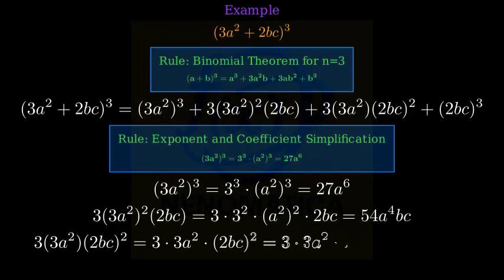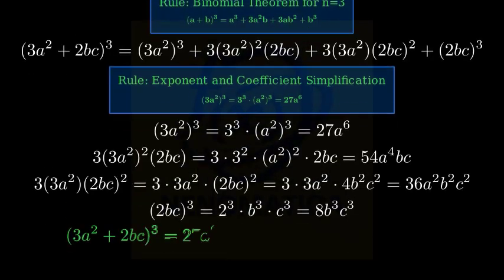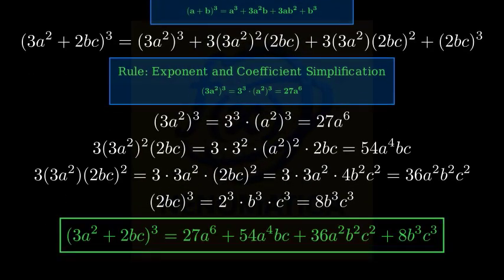The third term becomes 3 times 3a squared times (2bc) squared, which equals 36a squared b squared c squared. And finally, the fourth term is (2bc) cubed, which is 8b cubed c cubed. Now we can combine all terms to get our final answer.